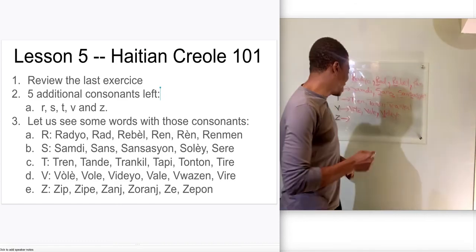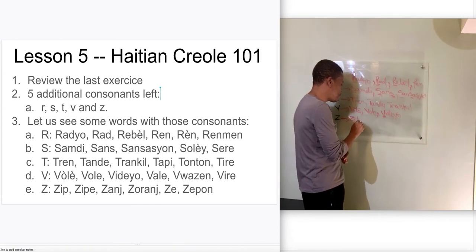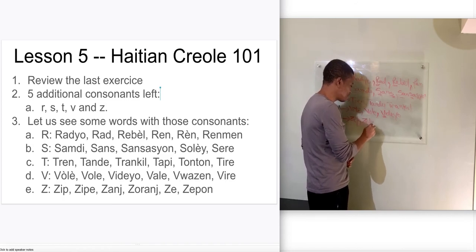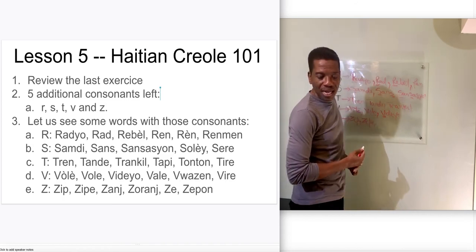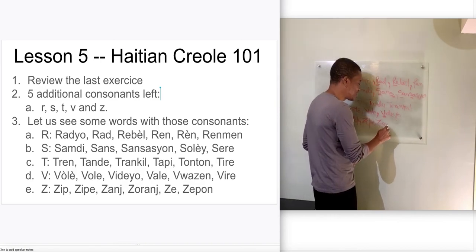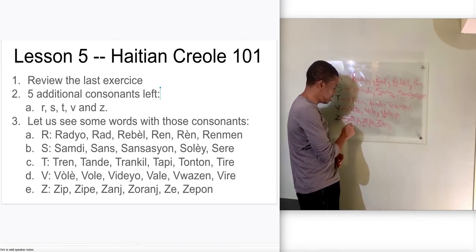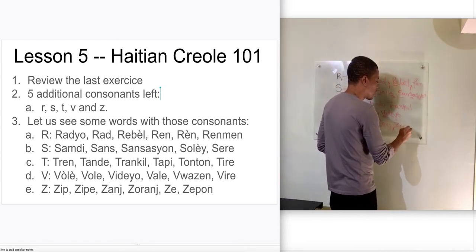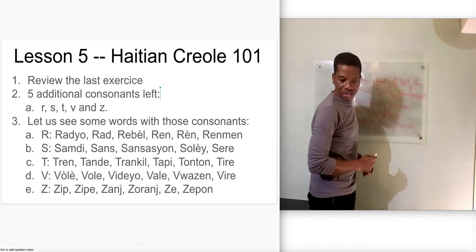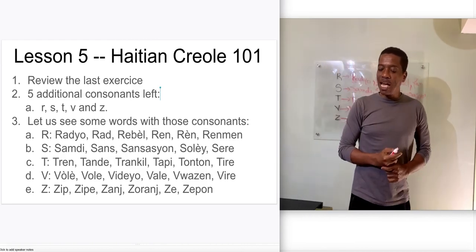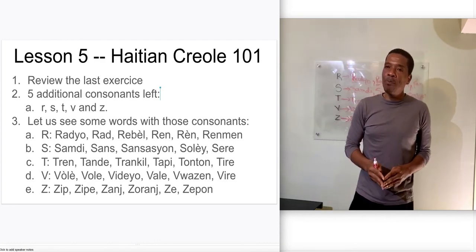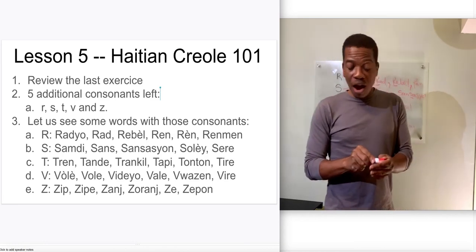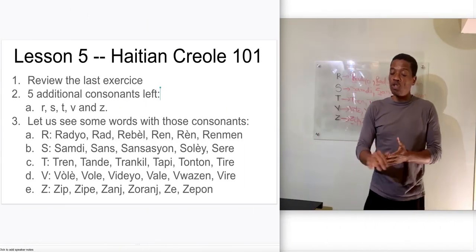Z. Zip. Zippé. Zange. Z. Zange. Orange. Z. Zépon. Those are the last consonants we were supposed to see, we just saw.